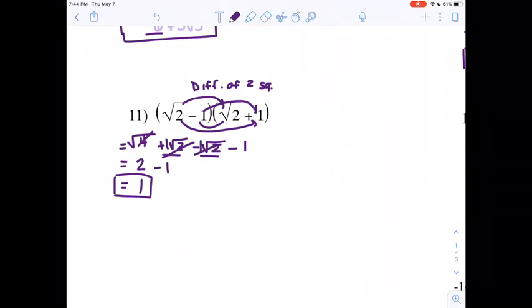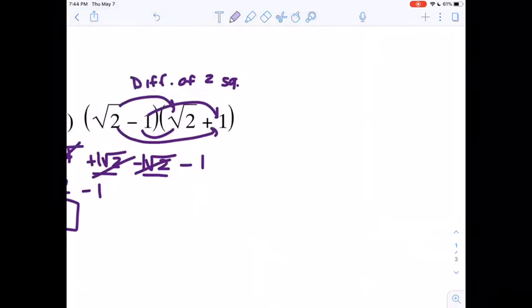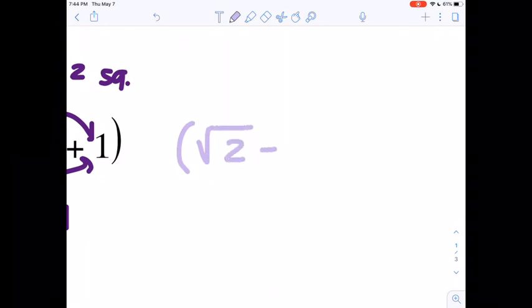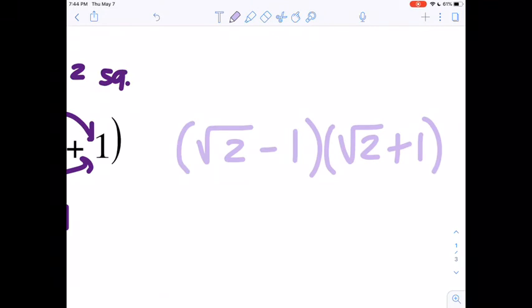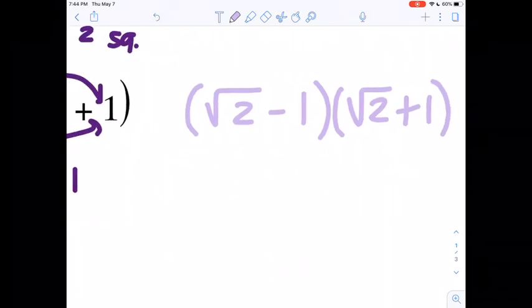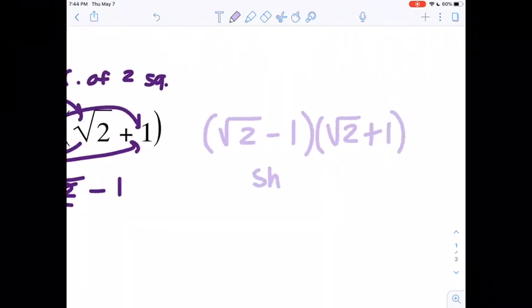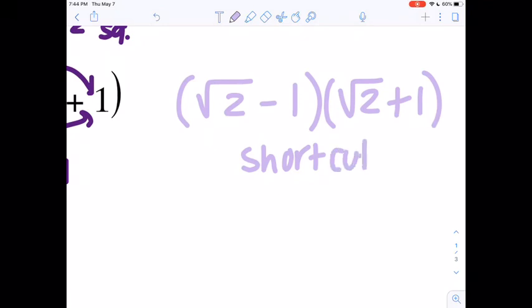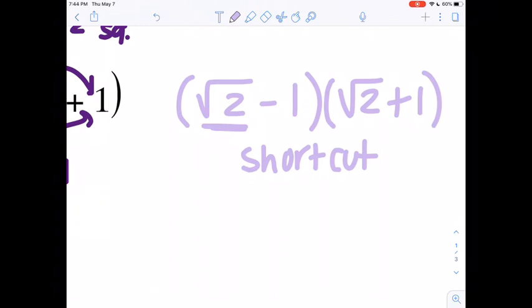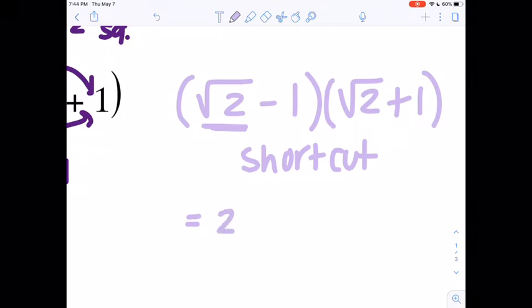Now if you want to do the shortcut, let me rewrite it over here. Root 2 minus 1, root 2 plus 1. Hopefully you guys remember the shortcut from before when we would do the difference of 2 squares, but all you need to do is you're going to square the first term. What that means is you're doing root 2 times root 2. Okay, when you square a square root, the square root goes away and you're left with the number inside. So root 2 times root 2, or root 2 squared, is just 2.